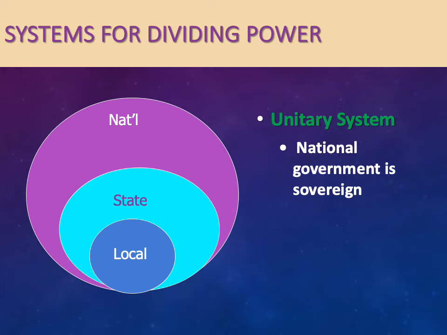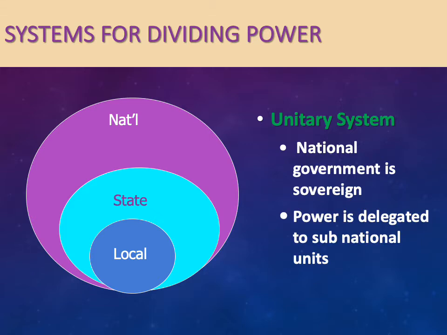And then once that policy is set, it's basically the role of the states or the provinces, or whatever those subunits of government are called, to put those national policies into action. So power is delegated from the national to the subnational units of government. And power is very centralized in a unitary system.